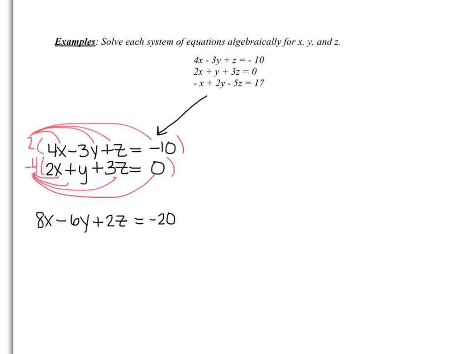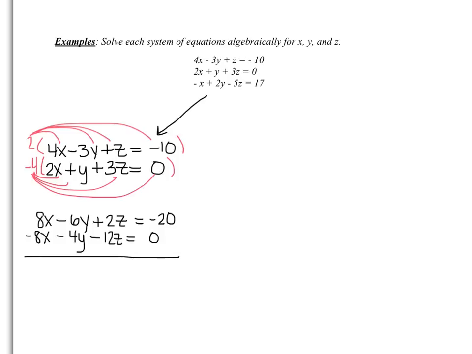Now we're going to write this equation after we multiply it. So negative 4 times 2x is negative 8x. Negative 4 times y is negative 4y. Negative 4 times 3z is negative 12z. And then negative 4 times 0 is just 0.